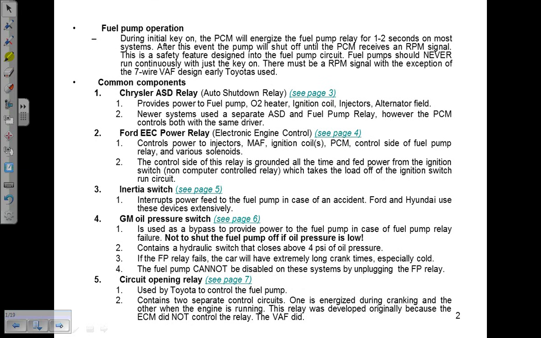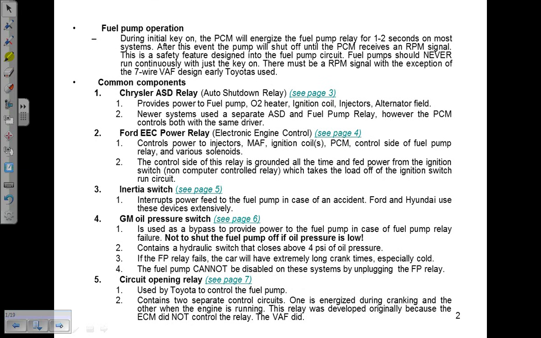On some of the early models, Toyota in particular, they used that 7-wire vane airflow meter. And if you remember in a previous discussion, we talked about that vane airflow switch being used as a fuel pump cutoff. And that was essentially doing the same thing. So excluding the 7-wire Toyota that you can look at in the airflow sensor section in my book, I have that in there. Excluding that one, we're talking about all the other ones that are computer controlled.